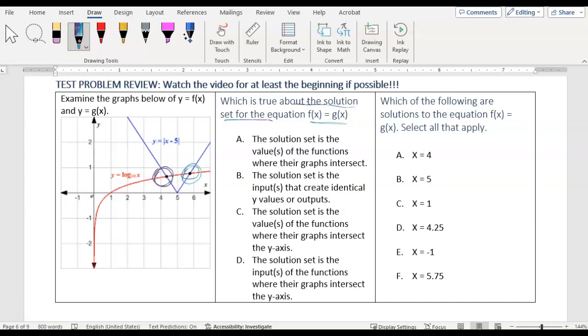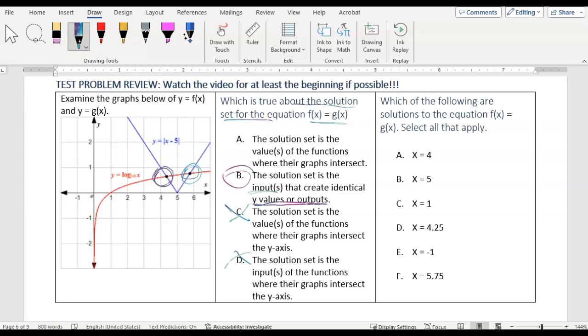The solution set is the inputs that create identical y values or outputs. So this is going to be our best answer because the solutions are the x values that make these y values true for both equations. The solution set is the value of the functions where their graphs intersect the y-axis. No, those solutions for these two graphs have nothing to do with the y-axis. And so same thing for D here.